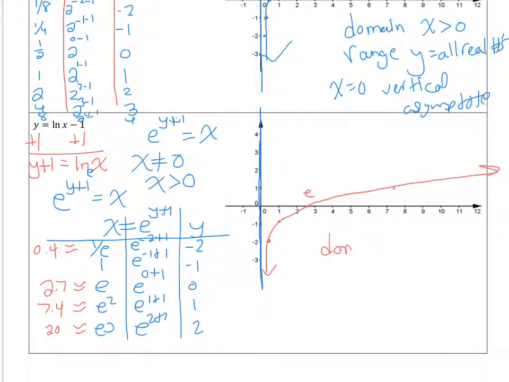And our domain then would be x has got to be greater than 0. Our range, y, again, there's nothing limiting the y values, so that would be all real numbers. And our x equals 0, or the y-axis, is going to be our vertical asymptote.